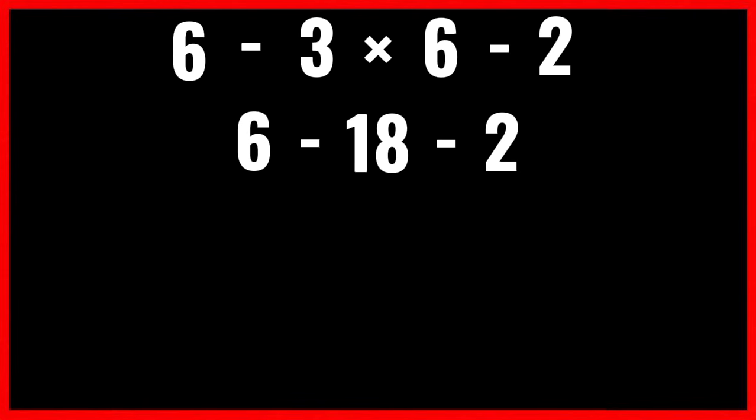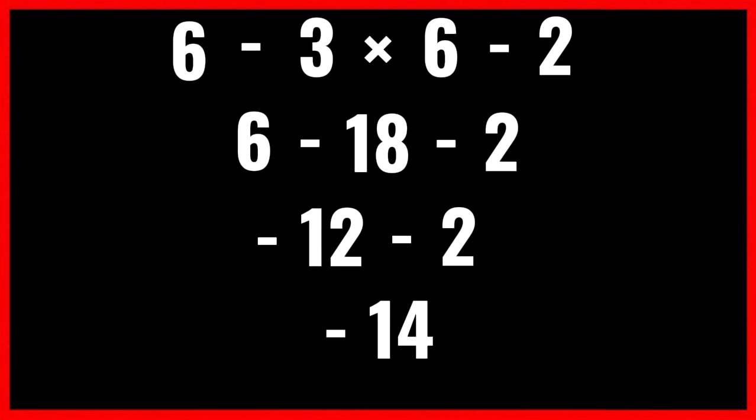Now only subtraction remains. Remember, subtraction is solved from left to right. 6 minus 18 equals negative 12. Now subtract 2. Negative 12 minus 2 equals negative 14. So the correct answer is negative 14. If you got negative 14, congratulations. You applied PEMDAS correctly. If you got 12 or 16, don't worry. These are very common mistakes, and the more you practice the order of operations, the easier these questions become.